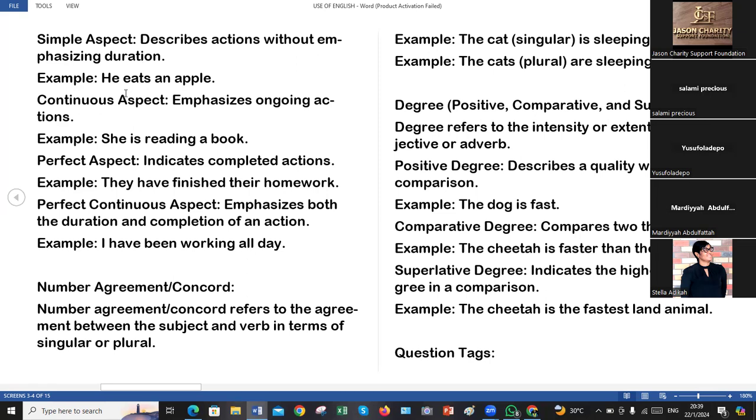Rather, it's just simple. He eats an apple. Now, continuous aspect emphasizing ongoing actions. Okay, she is reading a book. Now, take note for continuous.